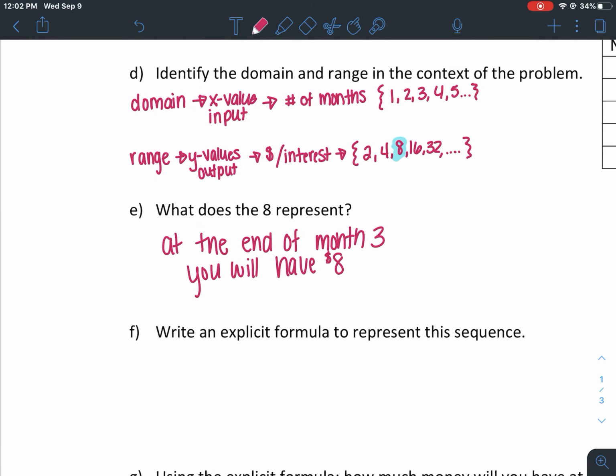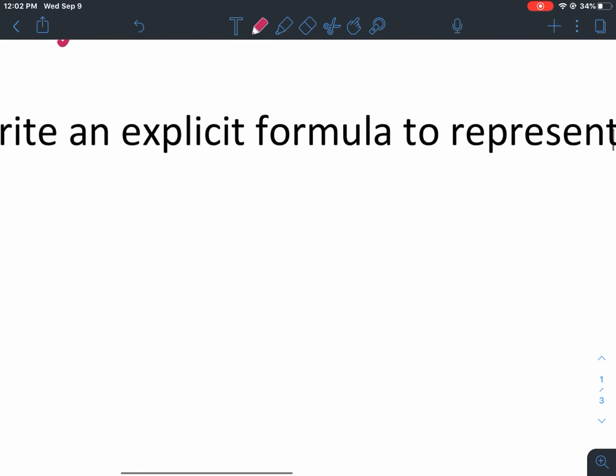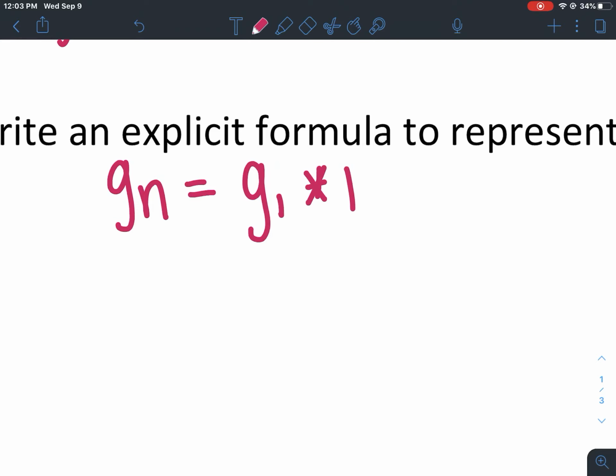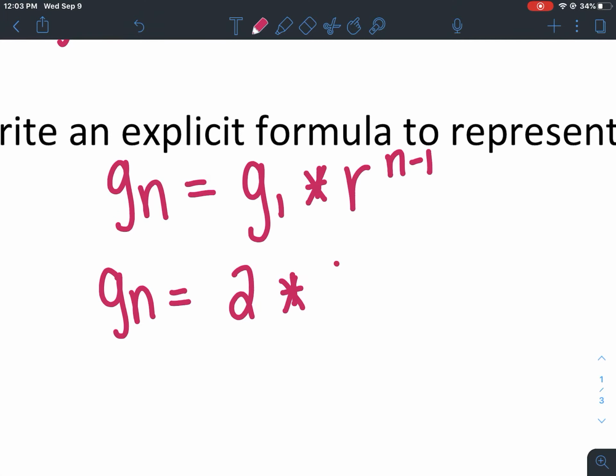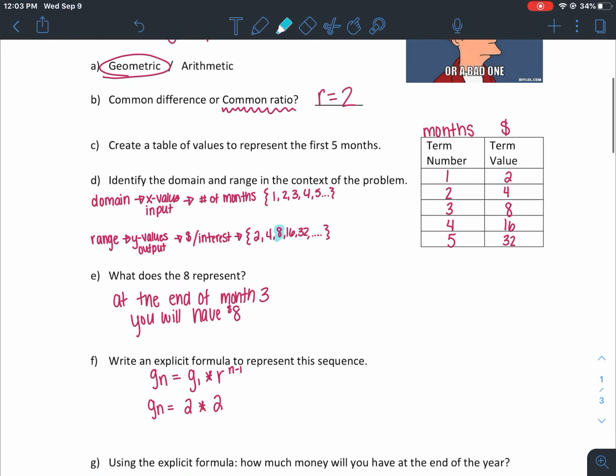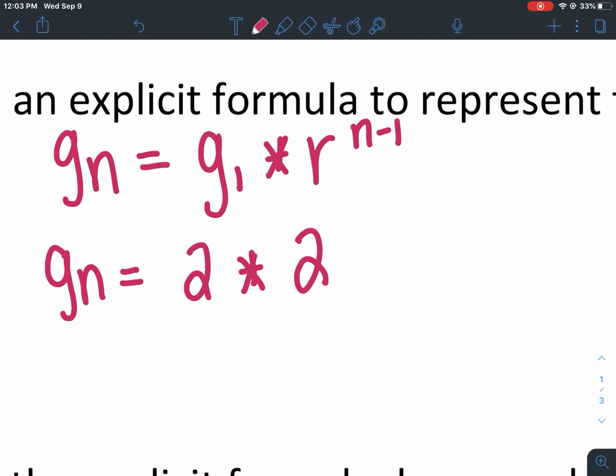Write an explicit formula to represent this sequence. Well, this is geometric, so let's write down that generic explicit formula, a times r to the n minus 1 power. And then we'll plug in the values that we know. So g sub n equals the first term, which was 2, times our common ratio, which was 2. Common ratio and first term, they're both 2. And then n minus 1 power.